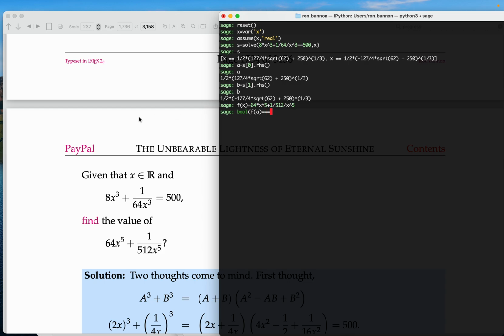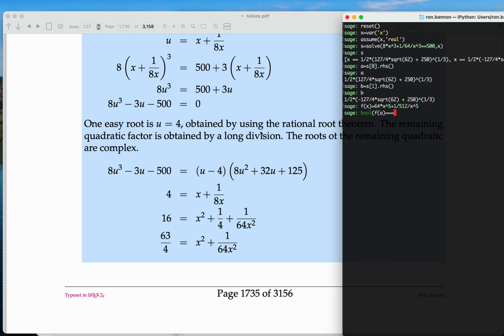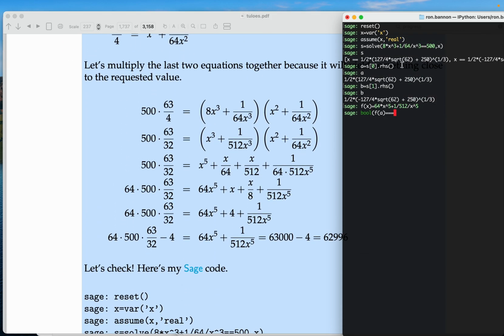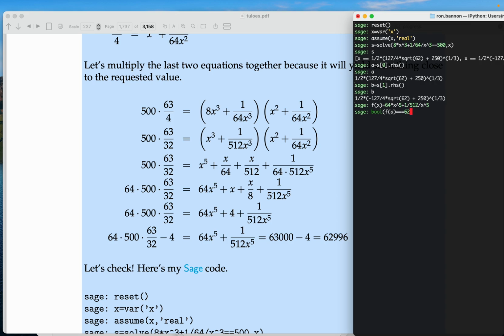And I thought, after all my work, I make mistakes sometimes, of course. I thought it was this number over here, which is 62996. This is either going to be true or false. Oops, I made a mistake in typing it. Let's take a look at what I did. Too many equal signs. True. Let's see if f of b does the same thing. And again, we did paper and pencil work. True. All right, we're good to go.